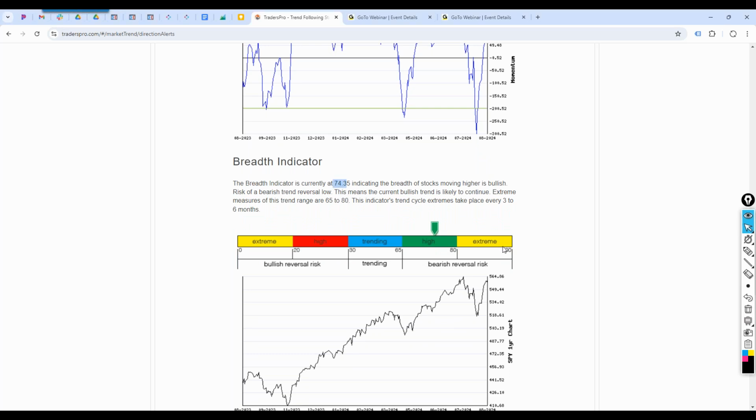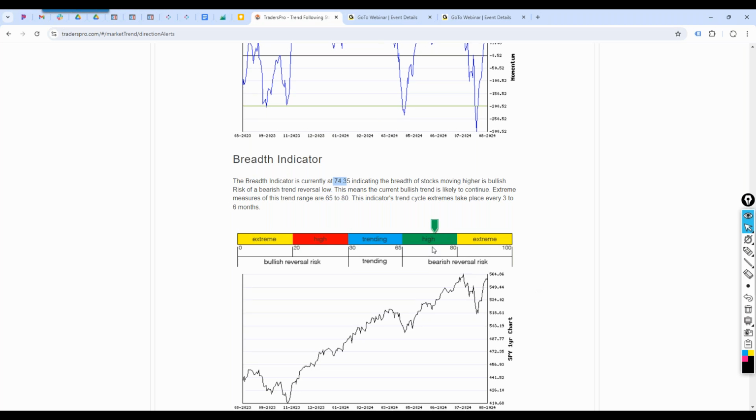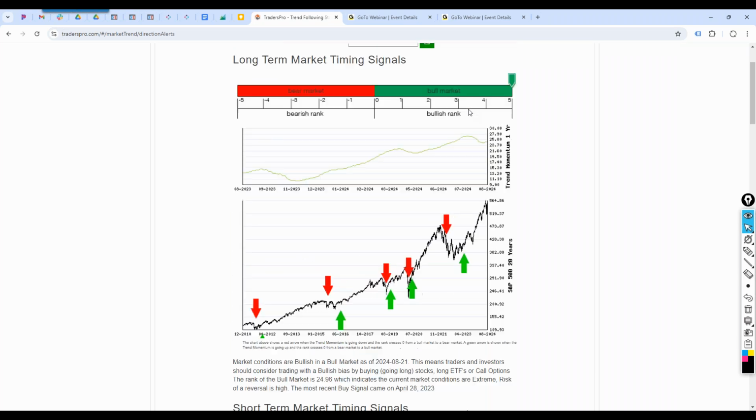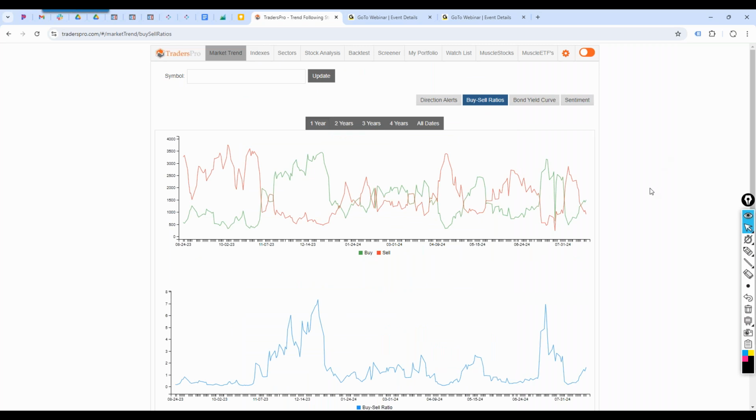74, that means that 74% of stocks in the S&P 500, at least in this example, are in uptrends. On the longer term there are not quite as many stocks, but we're bullish. We've got a buy-sell ratio of 1.6, so we're a little bit more heavily weighted towards the buy side. That's a bullish condition, even though we're having a bit of a retracement.